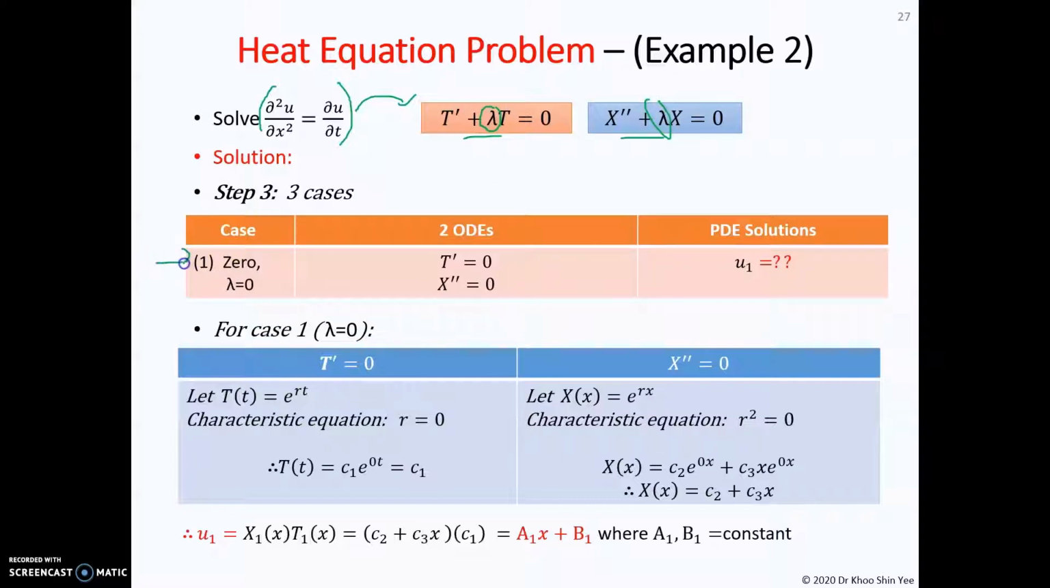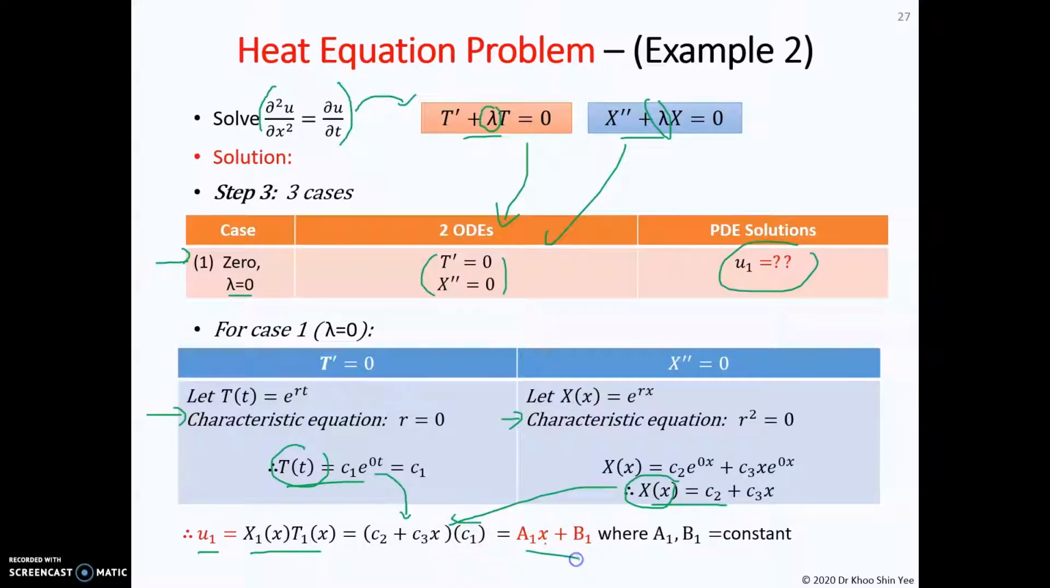In the first case, we assume lambda equal to 0. Then you can reduce these two ODEs into this format. And you need to use the characteristic equation approach to solve these two ODEs. And you should be able to obtain this result for the T function and the X function. So after that, your PDE solution for the first case will be equal to the multiplication of X T. So after you substitute inside your X and T, then you should be able to obtain the final answer a1 x plus b1, where a1 and b1 are the constants for the first case.